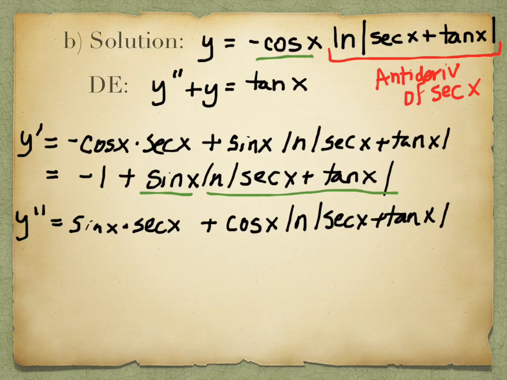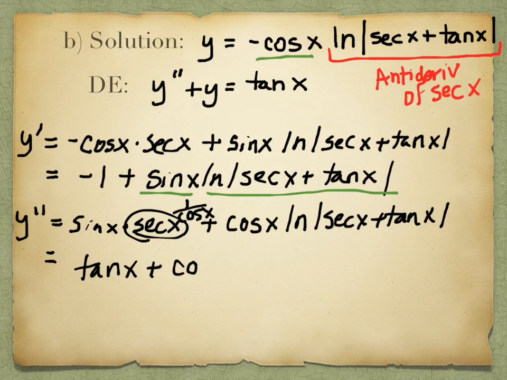Can we clean up that first piece, because we're going to be plugging something in, evaluating? What is sine times secant? Tangent. That's actually tangent, and if you aren't sure, this is 1 over cosine, right? So sine over cosine is equivalent to tangent. So this is tangent x plus cosine x natural log of secant x plus tangent x.